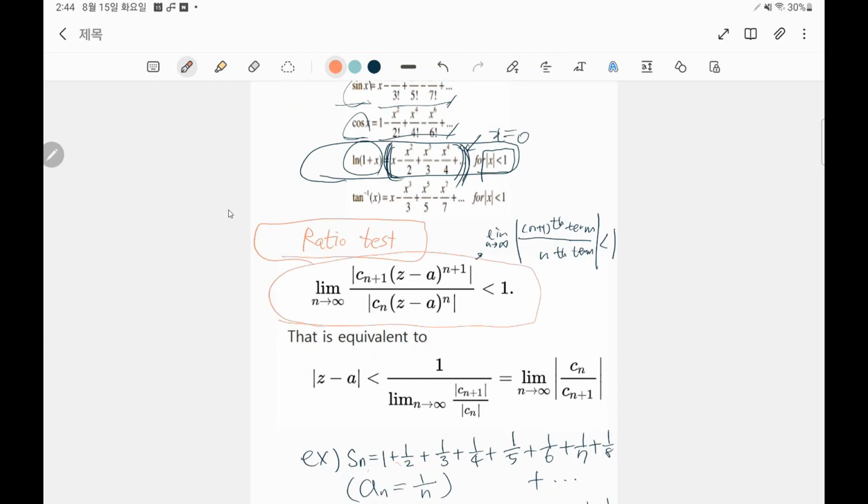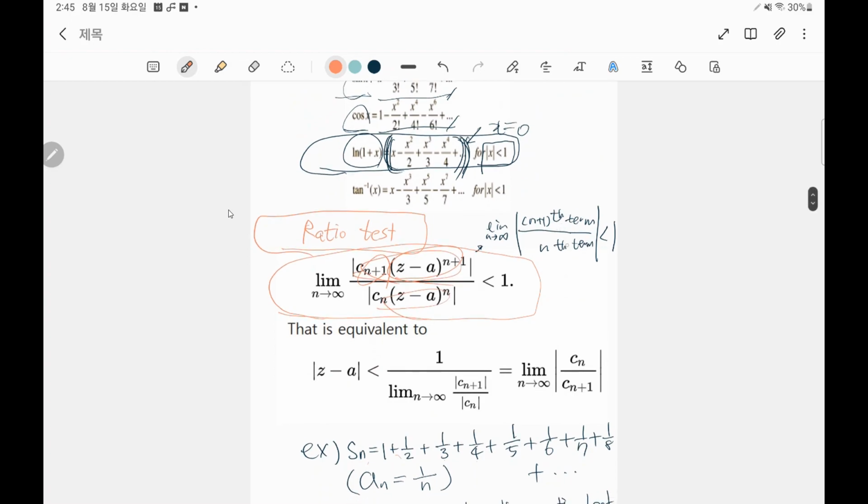It may seem very complicated, but if you look close enough, c(n+1) is just the n plus 1th coefficient, and this term is just the n plus 1 power. So all this is saying is the n plus 1 term over the nth term, take the absolute value of that and let n go to infinity. That has to be less than 1 for the series to converge to its original function, or just not diverge, and converge to whatever you want to know.